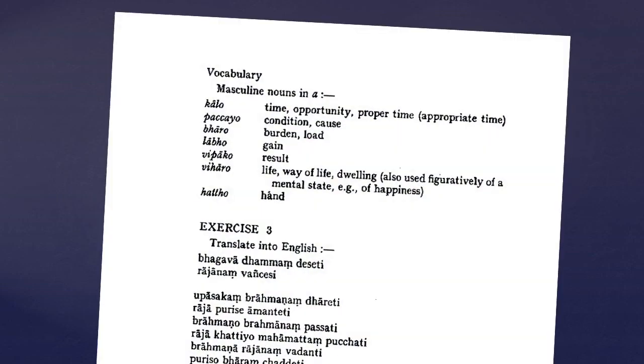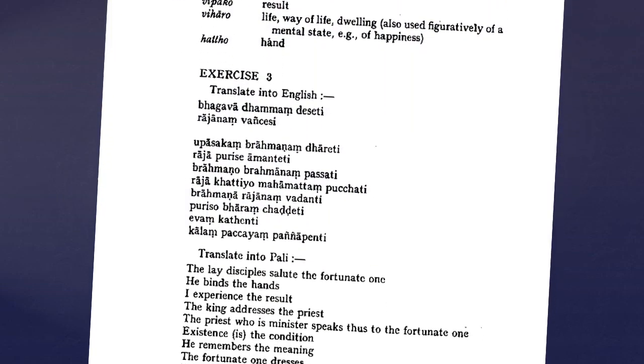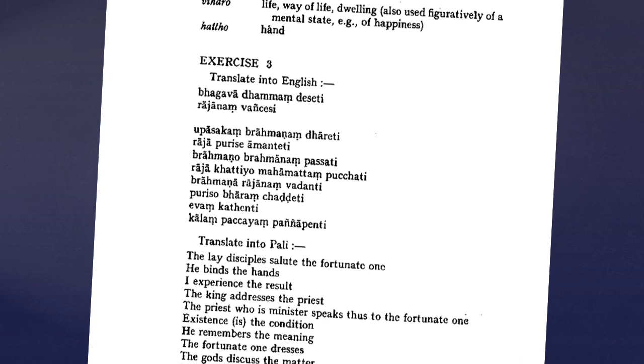Well, that was lesson 3, short and sweet. Warder gives us some more vocabulary to learn, and this is followed by exercise 3. And as always, there's a link below in the description to both the source text and the answers to the last exercise, lesson 2. And in the next lesson we'll be learning about the aorist inflection.